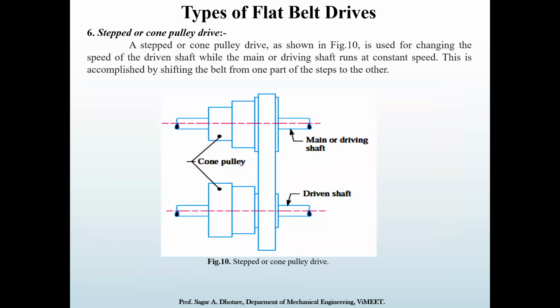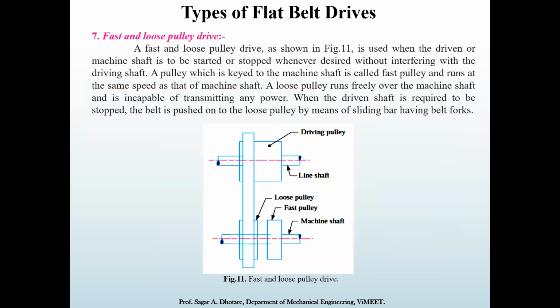Then the stepped or cone pulley. This type of arrangement is generally used in a lathe machine to vary the speed without changing the machine. Okay, so if we change the steps, the variation in speed can occur.